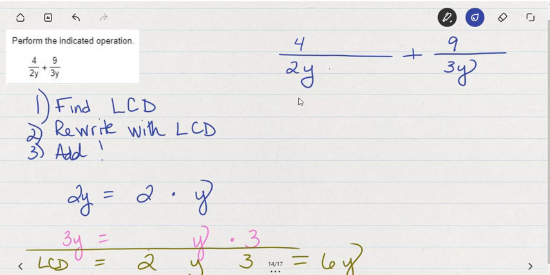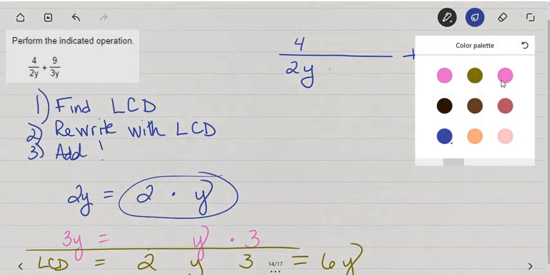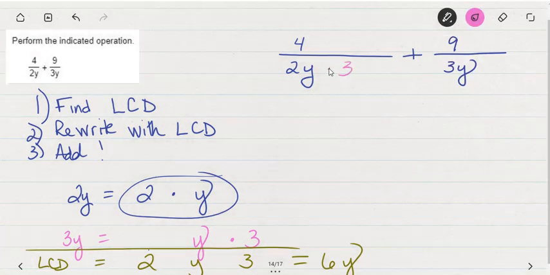If we wanted to change 2y into 6y, we notice, well, we already had a 2 and a y. What we need to insert is a 3. We already had a 2 and a y. We needed a 3. So we're going to multiply that 2y by 3. To keep these fractions equivalent, whatever I do to the denominator also has to be done to the numerator. So I'll also multiply the numerator by a positive 3.